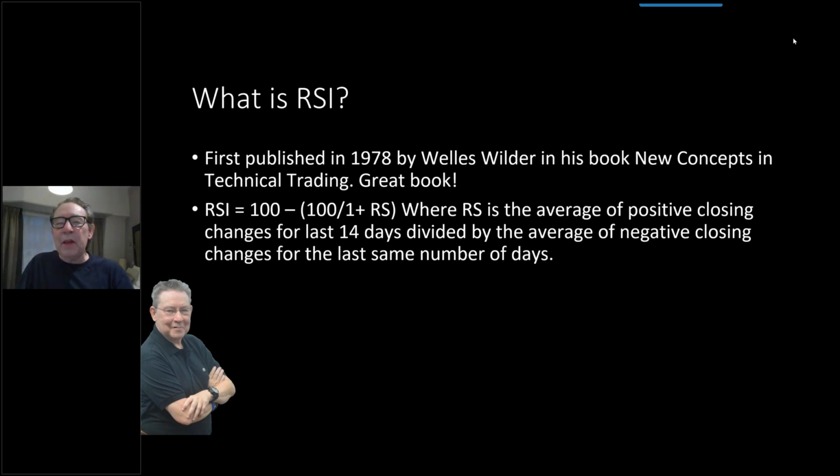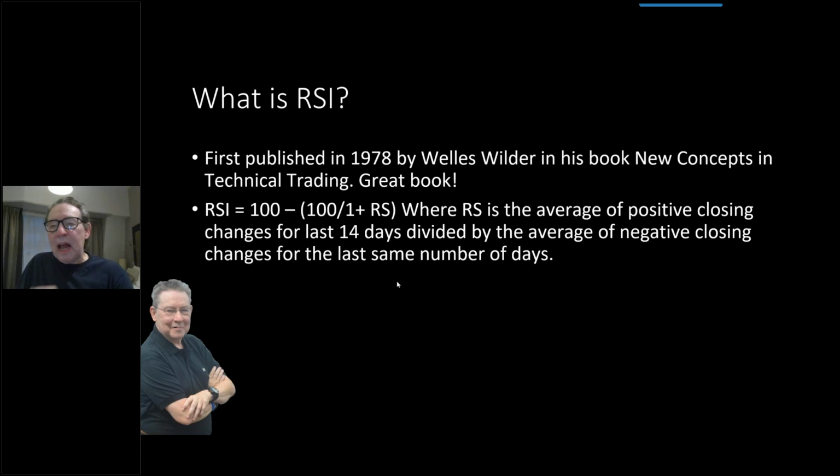What is RS? Well, RS is the average of positive closing changes for the last 14 days divided by the average of negative closing changes for the same number of days. So RS is the key here. If the average of, let's say, all your up days were up 10 points and all your down days were 5 points, then RS would be 2. And then by adding in the 100 minus 100 divided by 1, it puts it all on a scale of 0 to 100, which makes it much easier to follow.